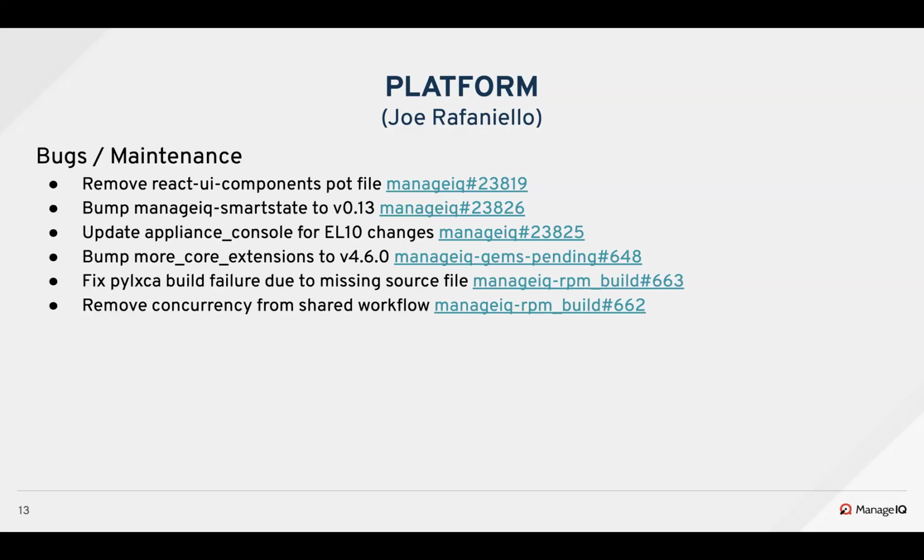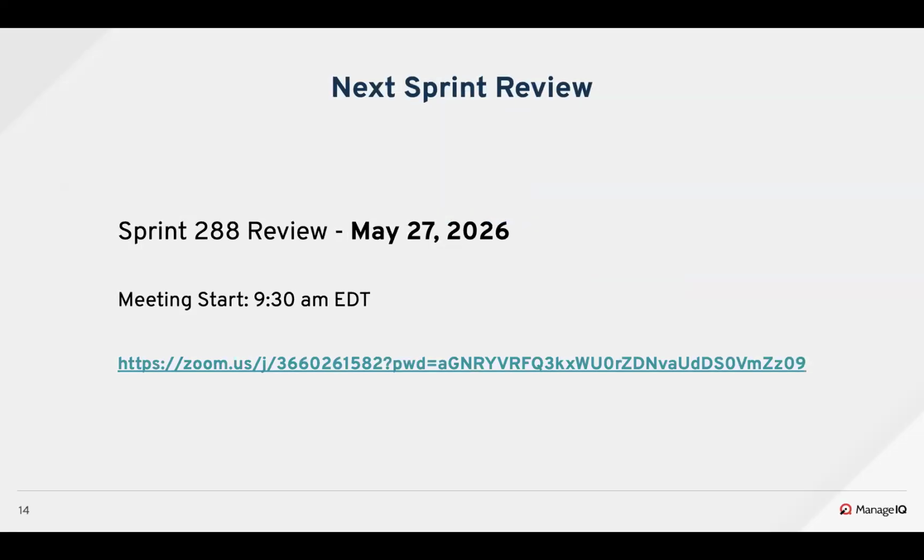Jason bumped the more core extensions in gems pending to pull in the change from the enhancement previously mentioned. Brandon fixed a PyLXCA build failure due to a missing source file in the RPM build, and Jason removed concurrency from the shared workflow in RPM build. Next slide, and back to Jason.